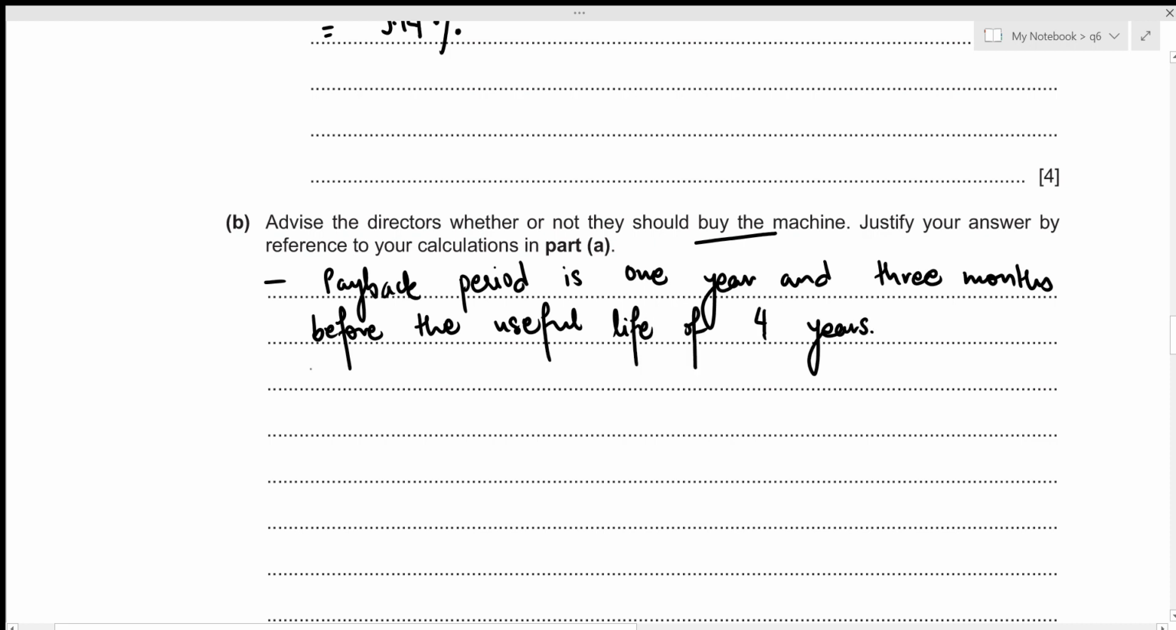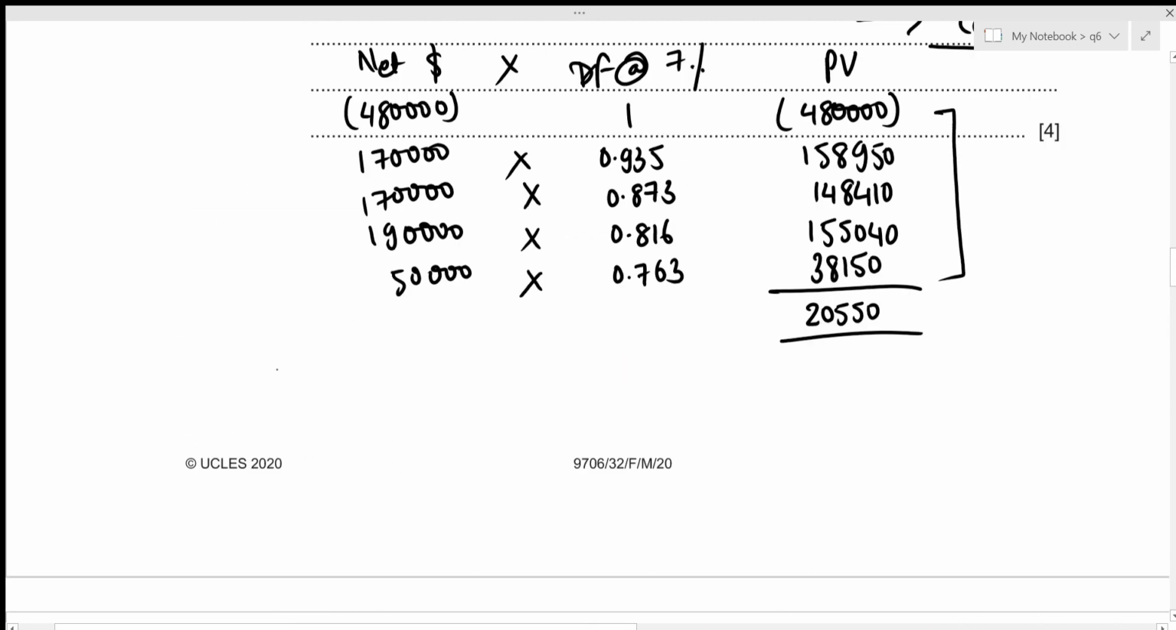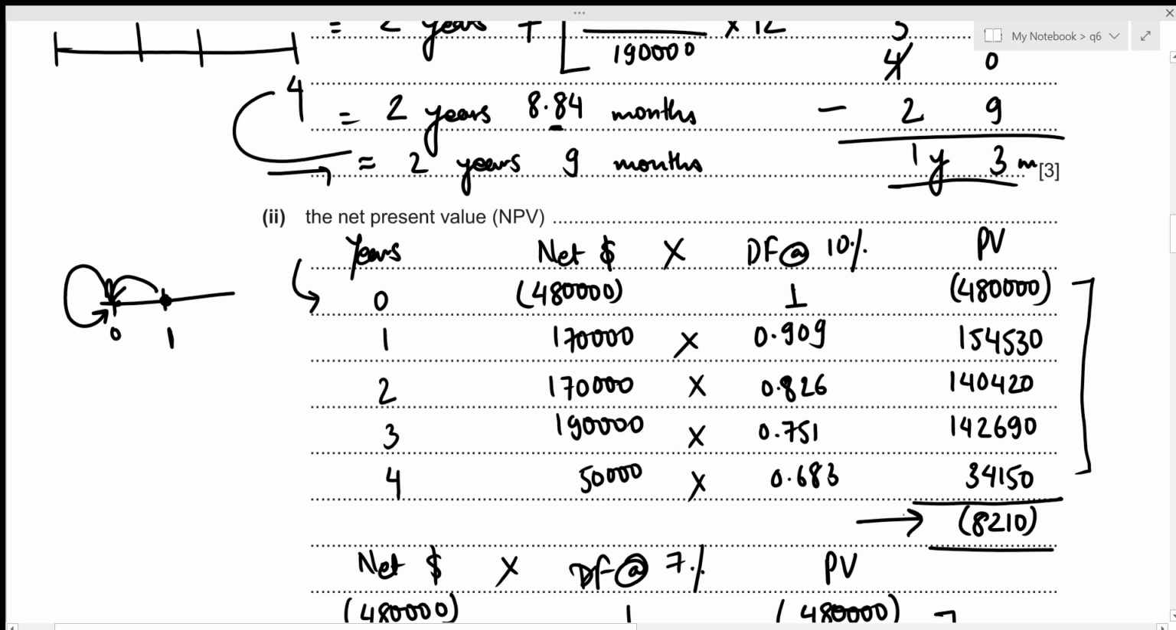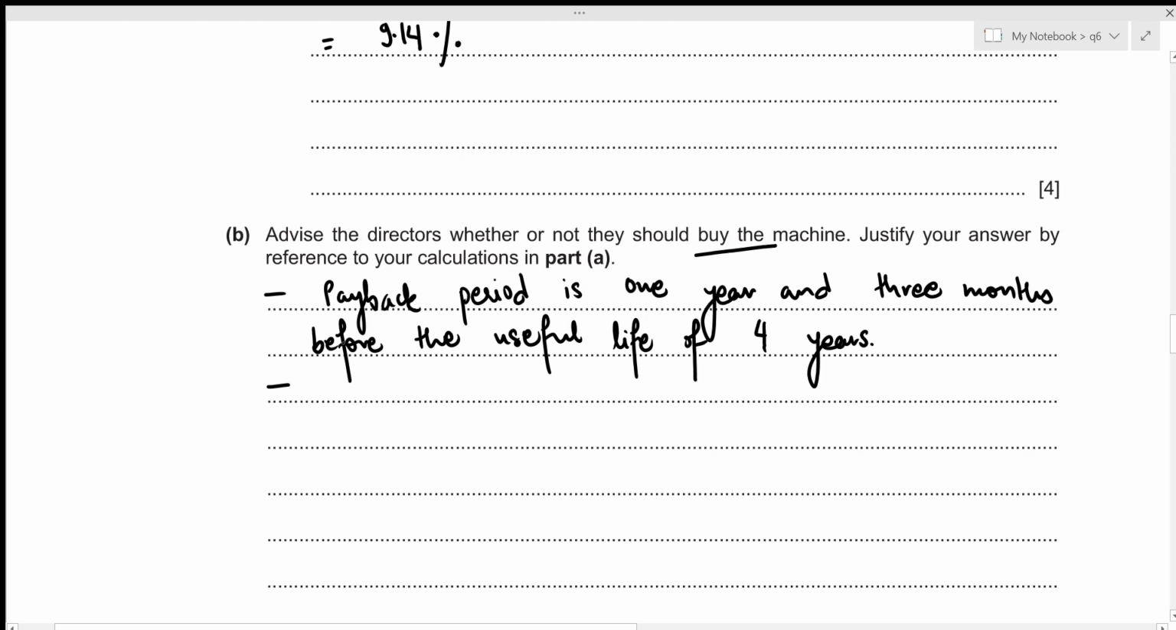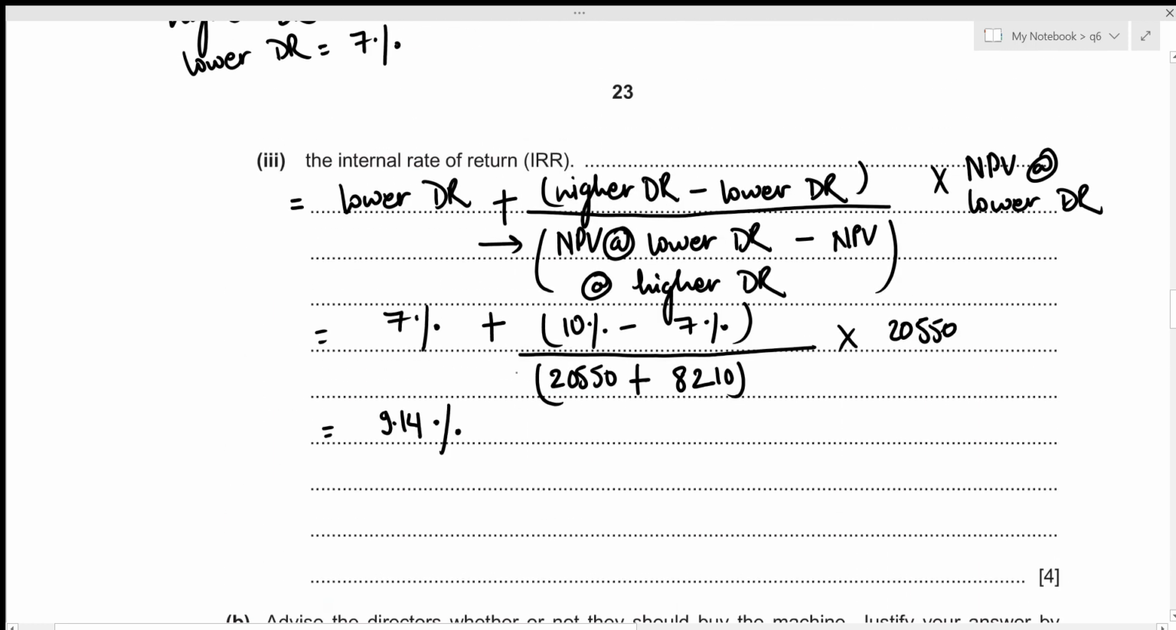Now let's refer to our net present value. Okay, and we actually figured out the net present value to have a negative amount, right? Let's write it down. It has negative net present value. And the last one is our internal rate of return. And internal rate of return should always be compared with our cost of capital. And in this case, the cost of capital was 10%.